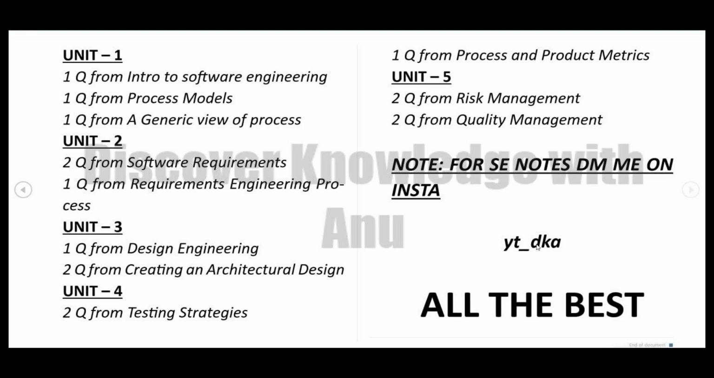So this unit 1 is very easy, because overall you are having only 9 topics. If you are perfect with these 3 parts, then you can get the 12 marks from unit 1. And then unit 2, we are having 2 parts. One is software requirements, and one more is requirements engineering process.